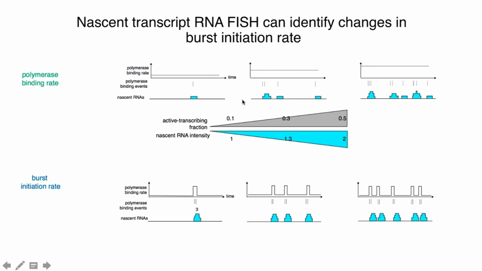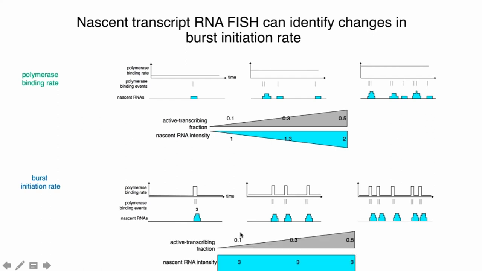We would predict that active transcribing fraction and then the number of RNAs made in each event should increase in tandem. Conversely, if we increase the burst initiation rate instead, you see a different pattern. If the burst initiation rate is low, the gene becomes transcriptionally available only very rarely. Whereas if the initiation rate is high, now there are more transcriptional bursts. However, the number of RNAs produced by each burst is not predicted to change.